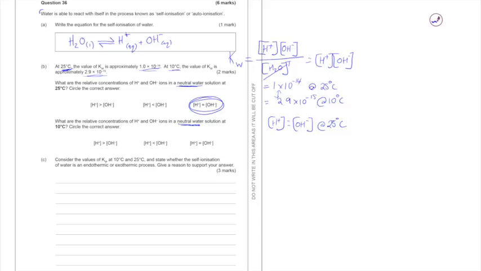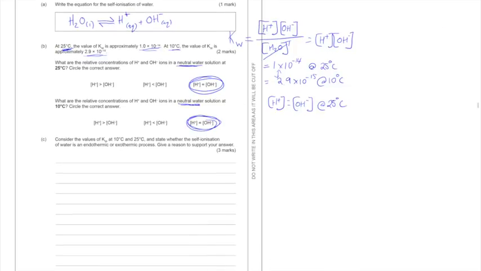But does that actually change anything when we're still looking at a solution that is neutral? And the answer is no. It doesn't actually matter what that temperature is, guys. We're still going to have that H plus equaling the OH minus because it's a neutral solution. It's independent of that temperature.